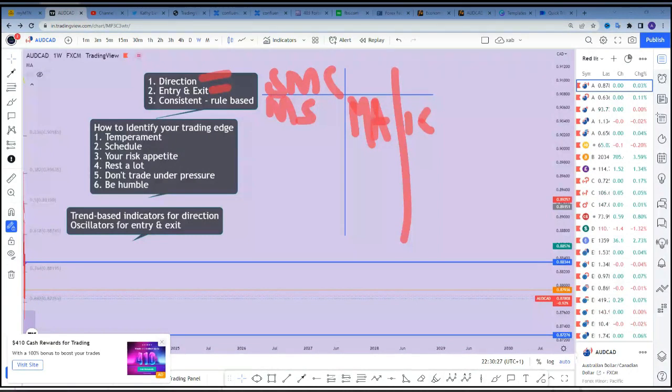So when it comes to finding your edge in the financial markets, these 6 things must guide your path. Your temperament, your schedule, your risk appetite. How do you handle losses? That's part of the things we've talked about. How do you handle losses? It still boils down to your temperament.